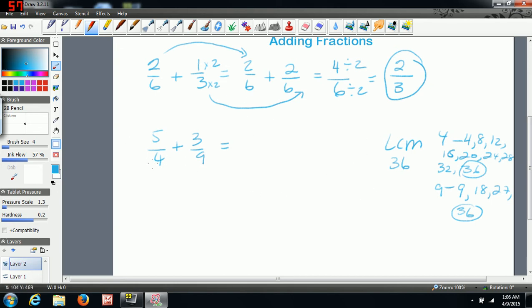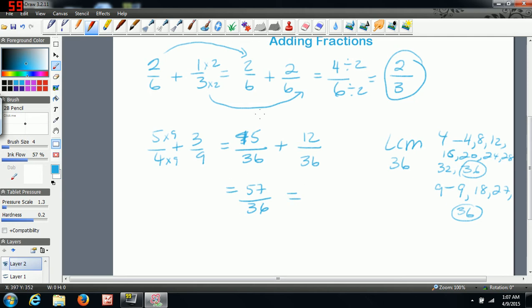So now how do I get 4 to be 36? Well, I multiply it by 9. Whenever I do the bottom, I do the same thing to the top. So 5 times 9 becomes 45, and this here becomes 36. Then this here, 9 times 4 is going to give us 36, and then 3 times 4 is going to give us 12. Now at this point we get 57 over 36.